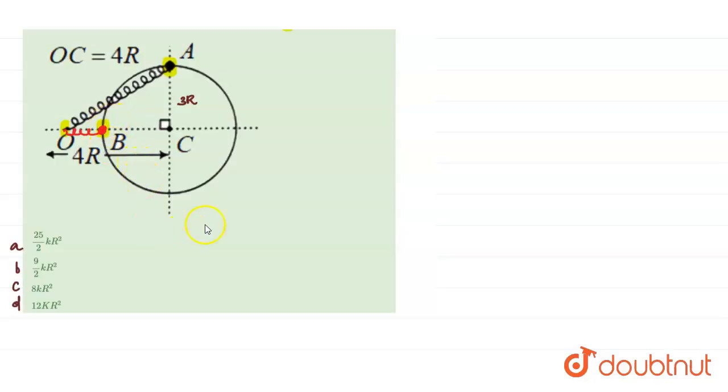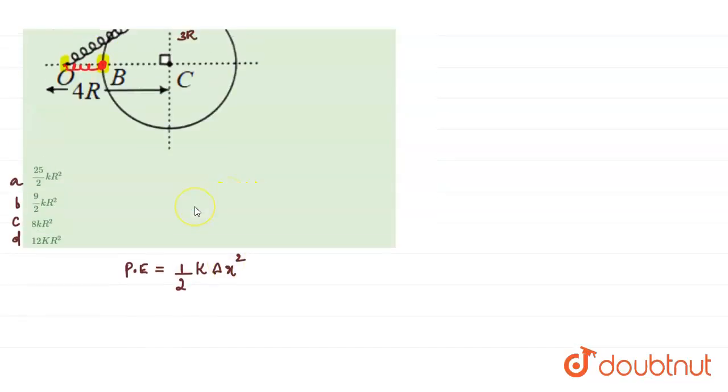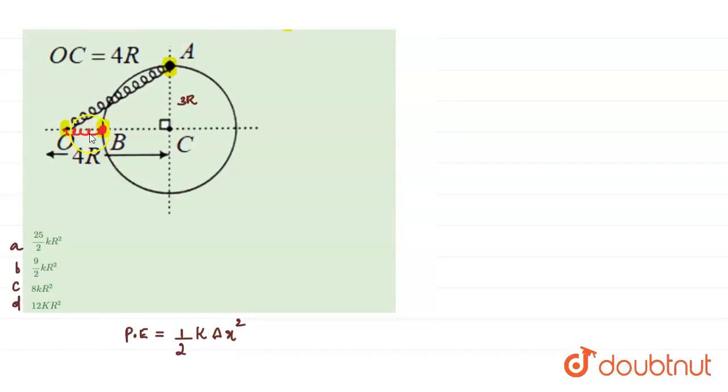First of all, for that we need to find the potential energy of the spring. We are familiar with the equation: potential energy of the spring is half K times the change in length squared, that is delta x square. We can see there is a right triangle here, consider the right triangle.